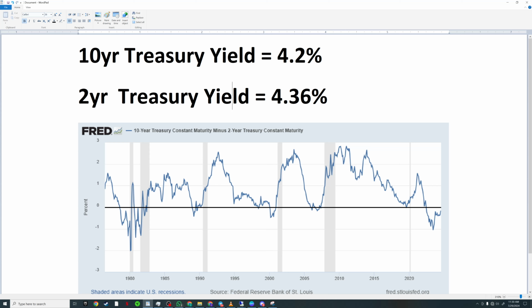So this chart shows the difference between the long-term rate, which is usually higher, minus the short-term rate, which is usually lower. That's why the majority of the time, say 95% of the time, the line is above zero. That means the long-term rates are higher and the short-term rates are lower. But that 5% of the time, the difference is negative. Right now 4.2 minus 4.36 is minus 0.16. So that is negative.